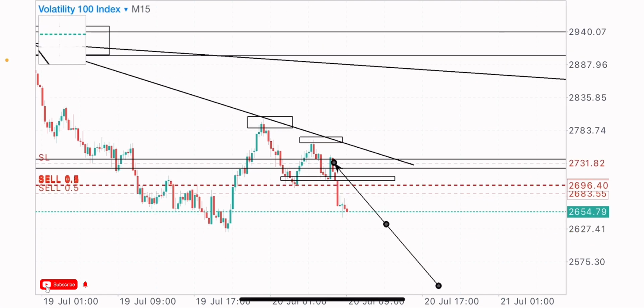You can see how massively the market has been selling to the downside. My stop loss is here at this zone, and I took my sells on the break and close below this level. You can see how well the market is dropping to the downside.